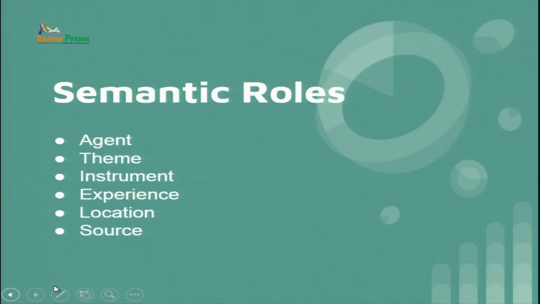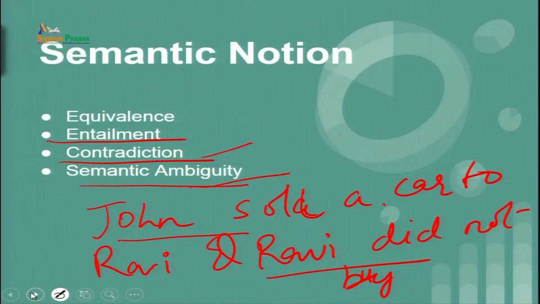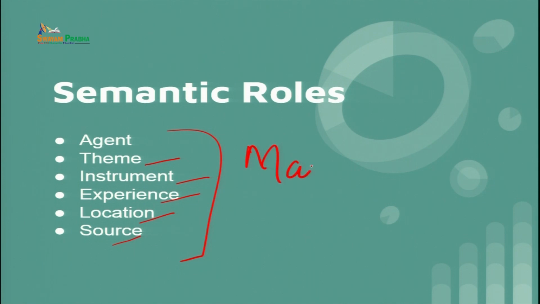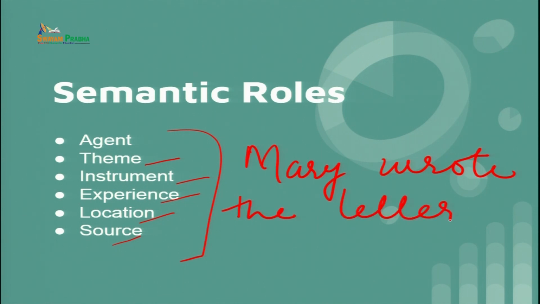Fine. Now, there are some semantic roles to understand. What are these semantic roles? These are agent, theme, instrument, experiencer, location and source. So, in order to understand all these roles, let us first take an example. Mary wrote the letter with a pen.